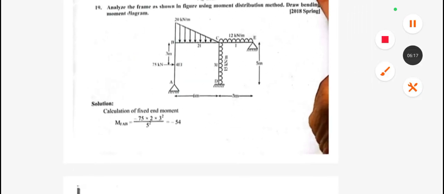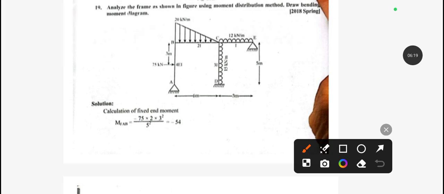Now we can see here, for the C to E or E to C we have 12 kilonewton, and for the C to D we have 3 EI, and this is also 2 EI. So this is 4 EI. So in the place of EI you need to put the respective value for the respective EI. Okay, so never get confused.